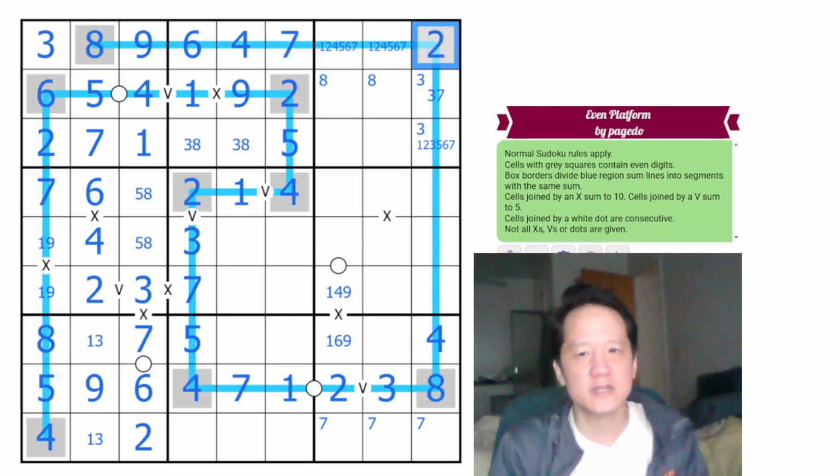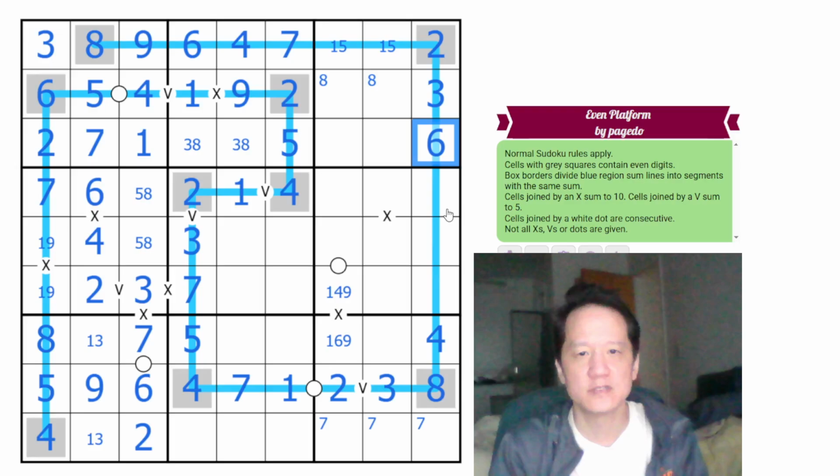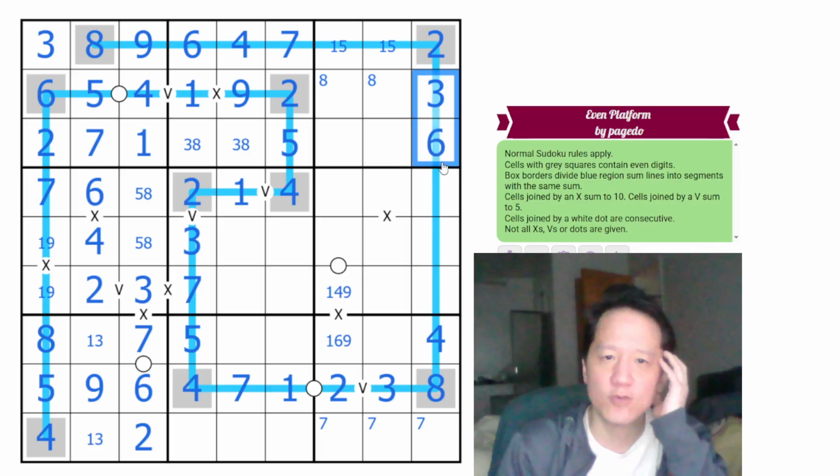This can't be 6 anymore, so this is a 2. And the remaining digits here are 1 and 5. Which means to add up to 17, you have 1, 2, 5 already. That means you have to have 3 and 6 left. So this is a 3 and this is a 6. Right? Because it's either 1, 2, 3, 4, 7 or 1, 2, 3, 5, 6. And since this is a 5, this has to be 1, 2, 3, 5, 6.